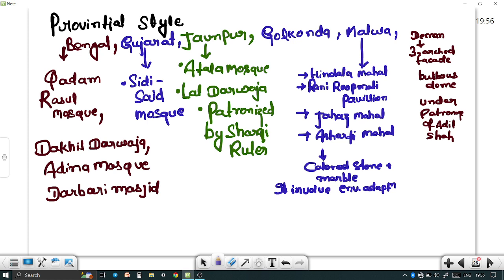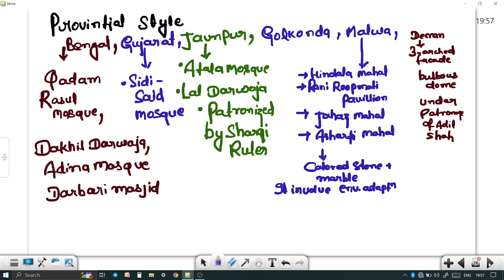Now, Deccan is also known as the Bijapur style, and it was developed under the patronage of Adil Shah. The construction of this style was characterized by the three arched facade, bulbous dome, and use of cornices. Iron clamps and strong plaster of mortars were used to strengthen the buildings. The ceilings were without any support, and the walls were also decorated with rich carvings.